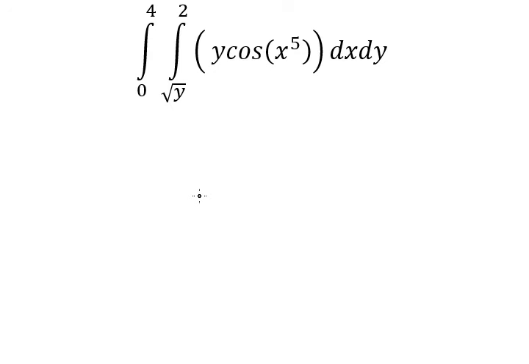The topic today is about double integrals. So now I will show you how to answer. First, we need to draw the graph of the function here. That means we need to draw the bounds.